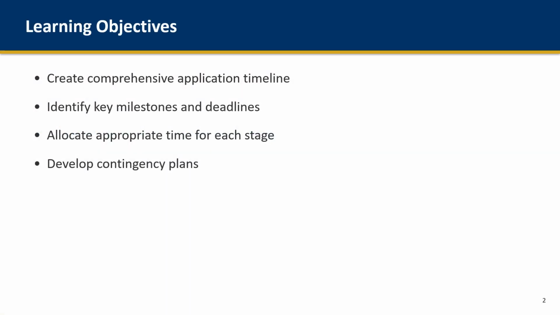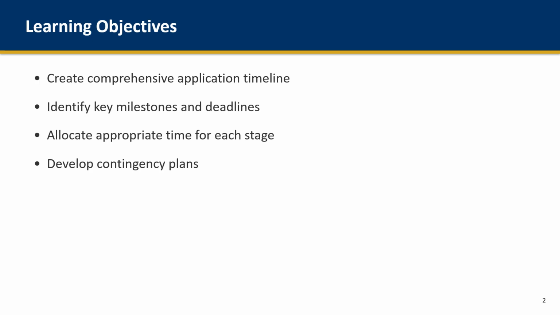Here's what you'll learn. First, you'll create a comprehensive timeline for graduate school applications, understanding the full scope of what needs to happen from initial research through final submission. Second, you'll identify key milestones and deadlines for each application component. Different elements have different lead times and different dependencies. Understanding these helps you prioritize.